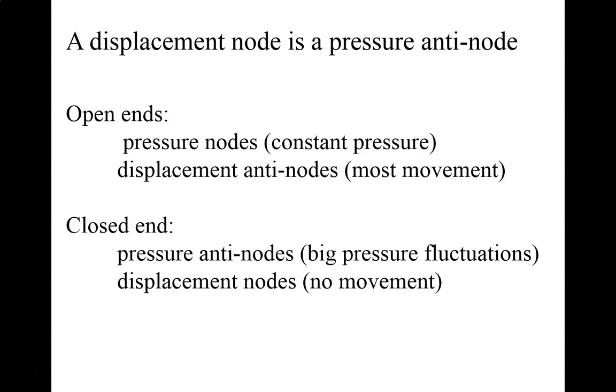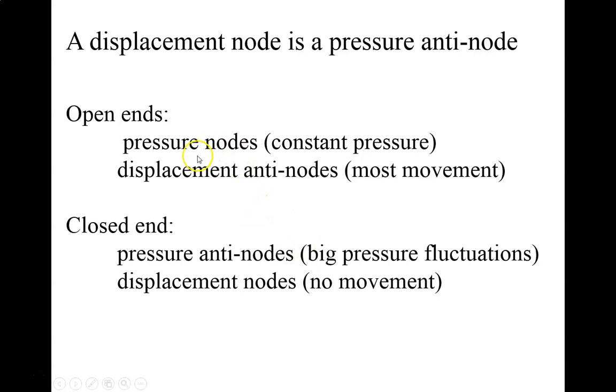I'm not going to make a big deal out of this. There won't be a test question along these lines, but let me just throw this out here. A displacement node, meaning where the air molecules move the least, is a pressure antinode. I'm sorry, if I didn't say that properly, a displacement node is where they move the least.